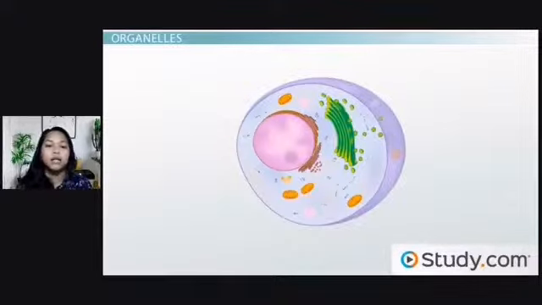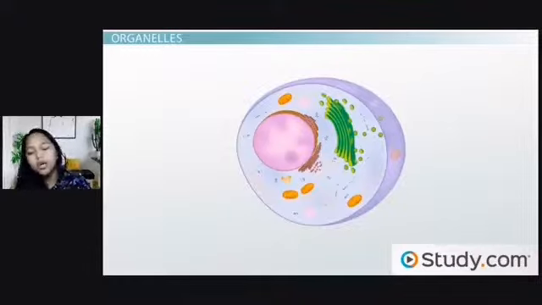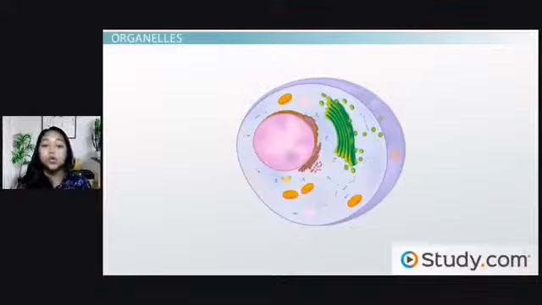If there is any part of the cell that is no longer used, or is destroyed, for example, not working properly, your lysosome is just going to dissolve and digest that. Hence the lysosome is called the suicide bag of the cell. It contains digestive enzymes that can easily digest those parts of the cell. It is a special type of vesicle.